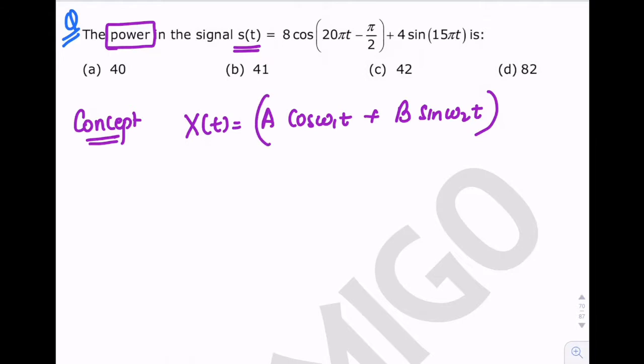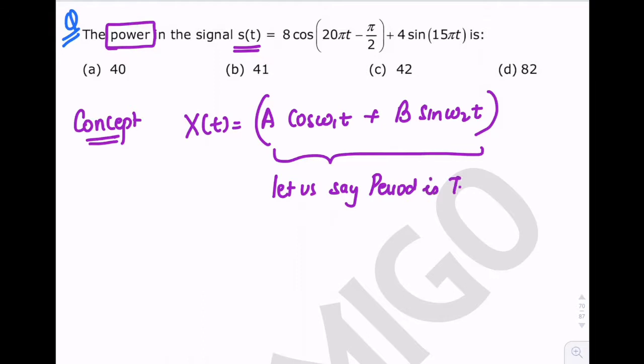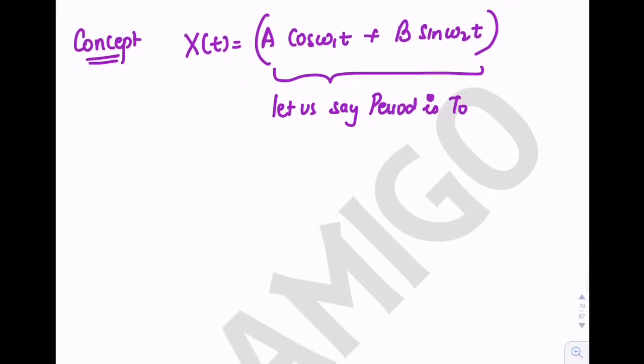Now this will be a periodic signal. Let us say that the period is T0. Now the power of x(t) will be equal to 1 upon T0. I am telling you a general method, then I will tell you the general formula and then we will solve the question: integration over time period of mod of x(t) whole square dt.